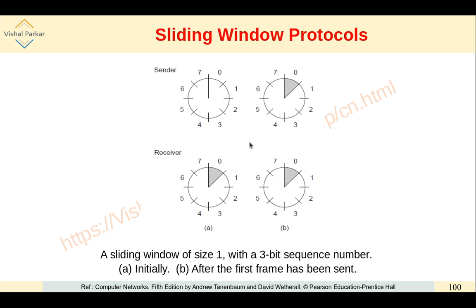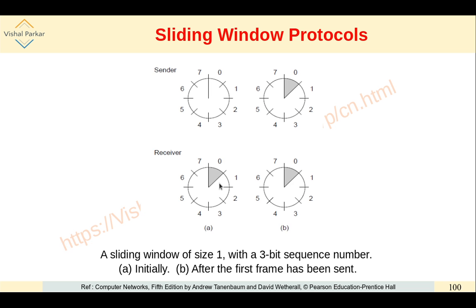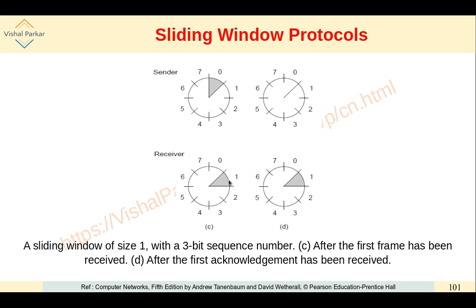So basically, to repeat, the scenario is something like this. If you are getting the kind of animation, after sending the first frame, the sender will open the window and it will eventually be received. Previously the receiver was waiting for 0. Now, after the reception of the 0th frame, it is waiting for frame number 1.